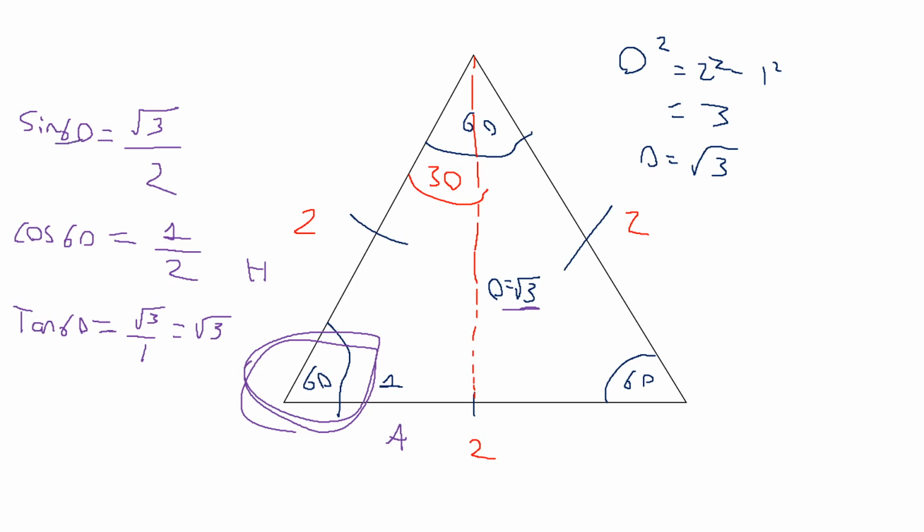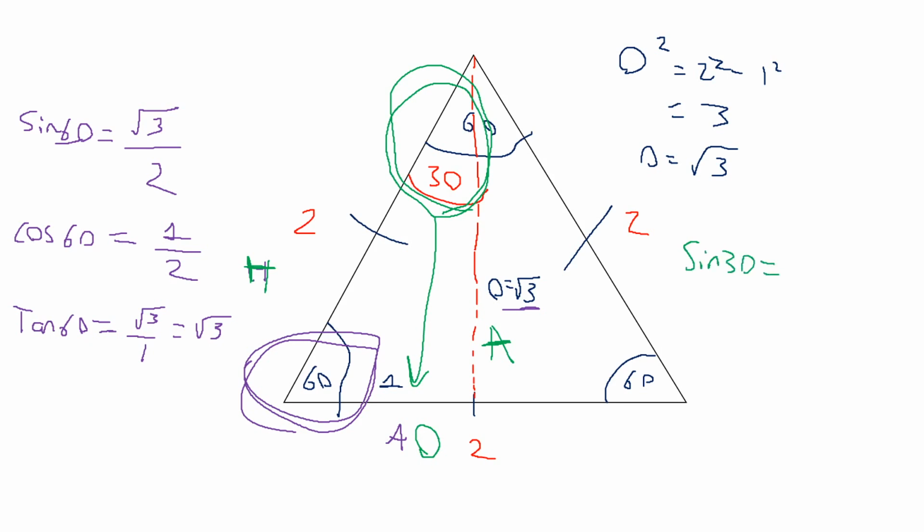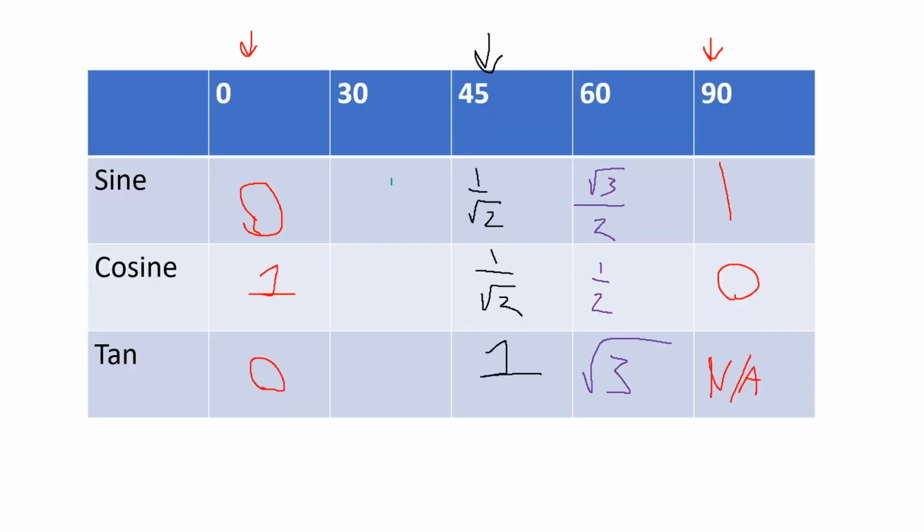But what about this 30 that's over here? I'm going to do this in a different color. So now let's pay attention to this 30. Now this is the opposite. This is still the hypotenuse, okay? But this is now the adjacent. So sine 30 is equal to, our opposite is 1, and it's over 2, which is our hypotenuse. So sine 30 is equal to a half.